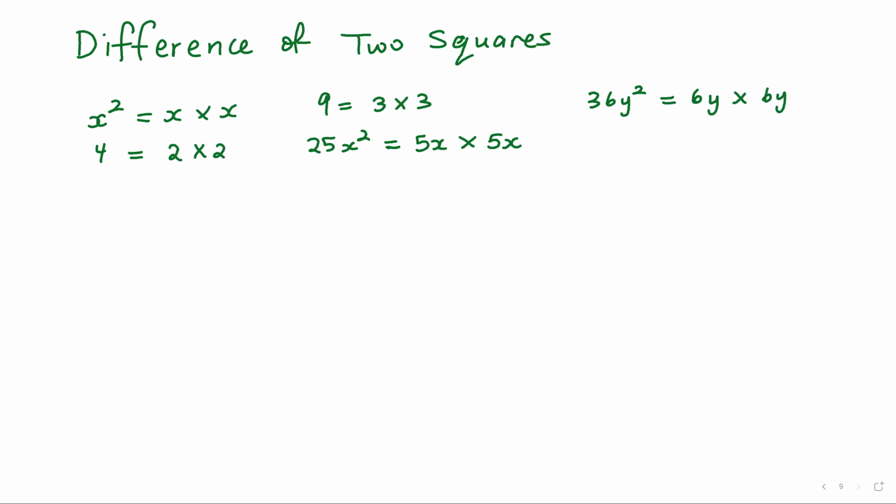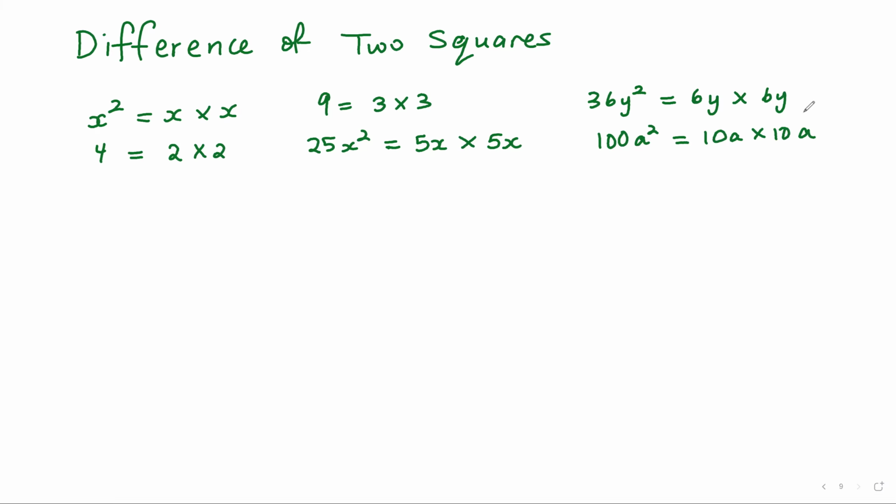So you're looking at the coefficient and the variable both being square numbers. So all of these here are square numbers, right? A square number is a number that you get when you multiply another number by itself. So like in 100a squared, the square root of 100 is 10 and the square root of a squared is a. So 10a times 10a gives me 100a squared.